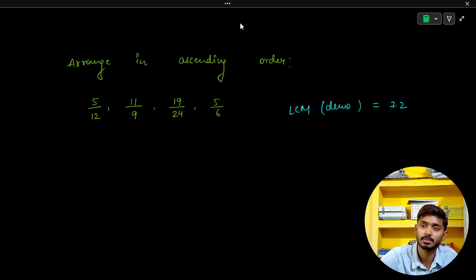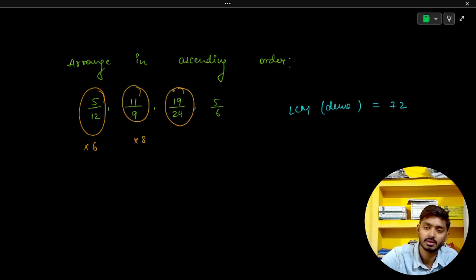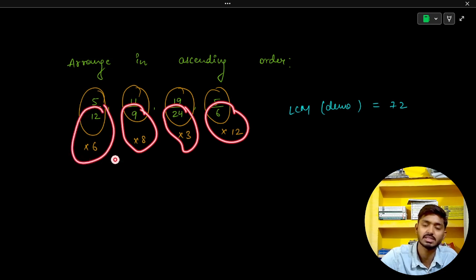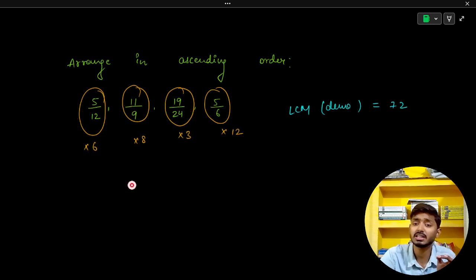Now we know that we are supposed to convert all the denominators to 72. What we'll say is, let us multiply the first fraction by say 6, second fraction by 8, third fraction by 3, and fourth fraction by 12. 6 times 12 will be 72, 24 times 3 is 72, 9 times 8 is 72, and 12 times 6 is 72 as well. Now, since the denominators are equal, we'll just find the numerator section.